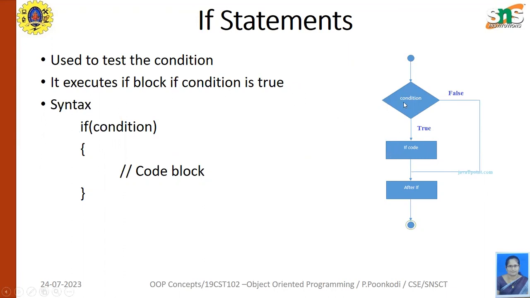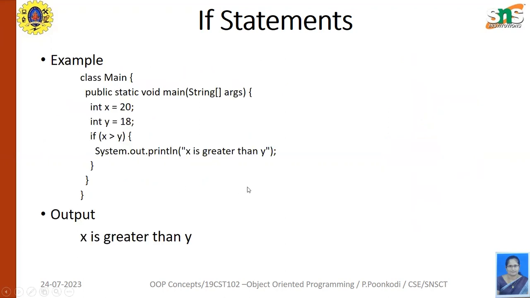A condition will be given. If the condition is true, then the if code will be executed. If the condition is false, the alternative else part will be executed. This is used to test the condition. It executes the if block if the condition is true. Then this is the syntax for the if statement: if a condition is given, then the corresponding code block is given for execution.